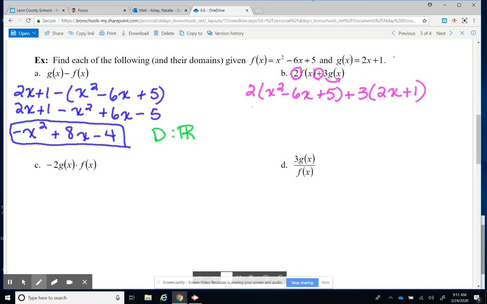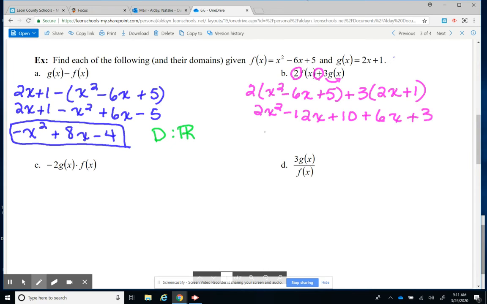All right, so now we're going to distribute. 2 times x squared is 2x squared. 2 times negative 6x is negative 12x. And 2 times 5 is 10. Distribute the 3. 3 times 2x is 6x. And 3 times 1 is 3.